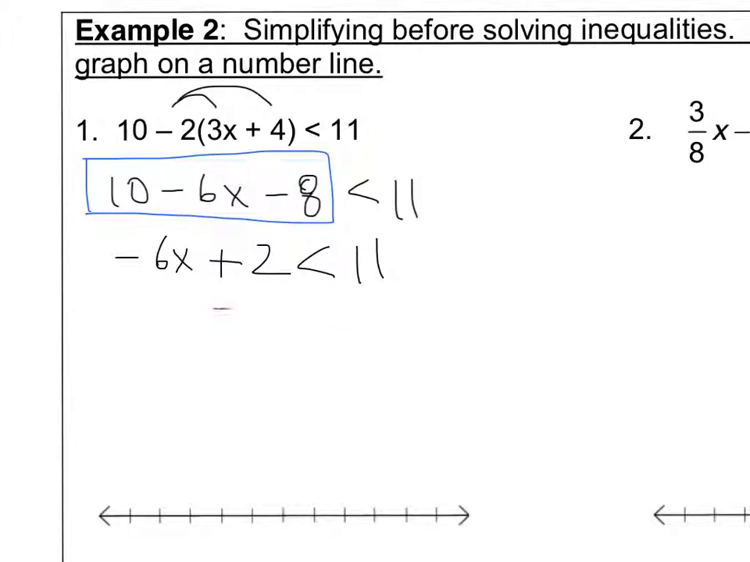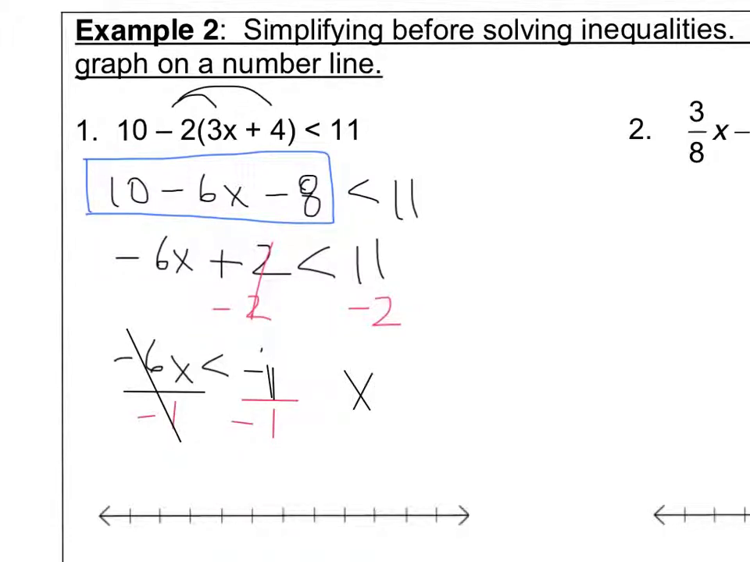And now we solve. We subtract 2 from both sides. Cancels. We now have negative 6x less than 9. And then we divide by negative 6 on both sides. Note that is a positive 9 right there. And now the negatives cancel. Note we divided by a negative, which means the inequality sign flips.